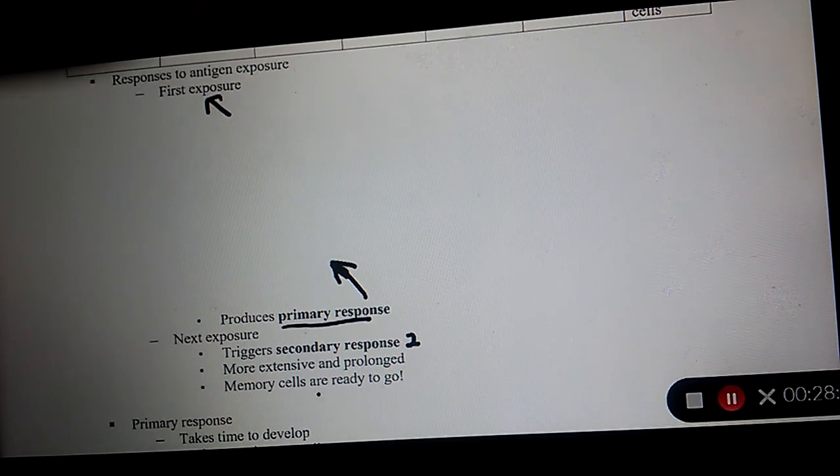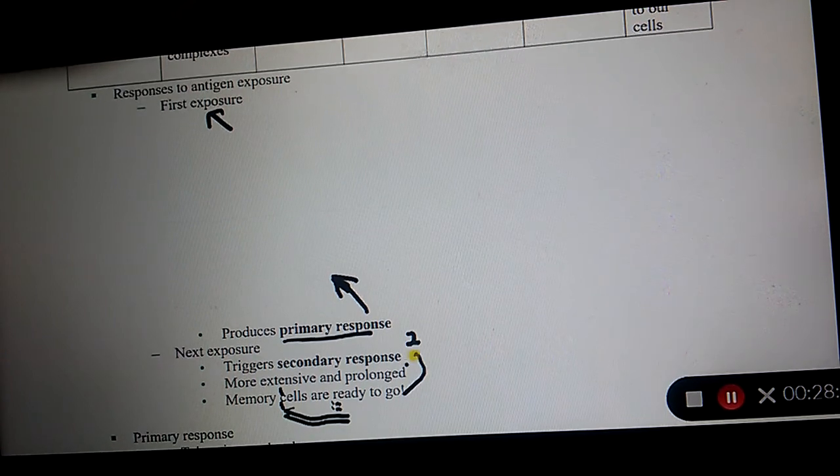Why do we have secondary responses? Because what do we have present? Memory cells. Why do we have secondary responses? And why do they occur so quickly? Because of memory cells. Memory T cells and memory B cells.